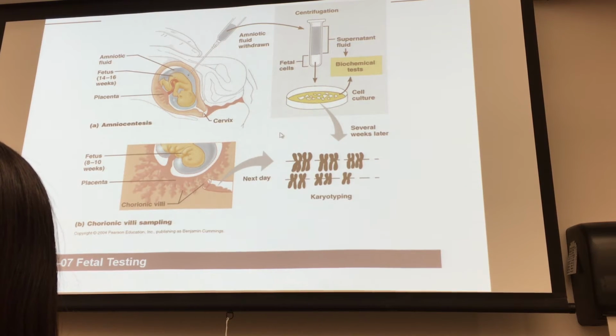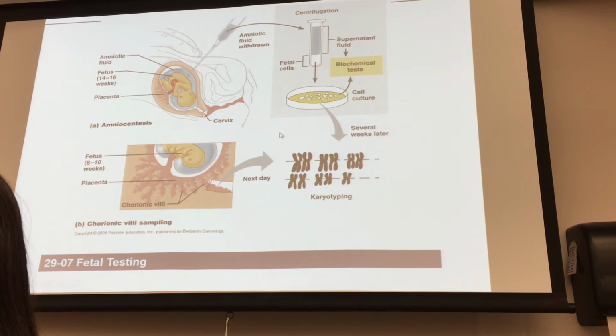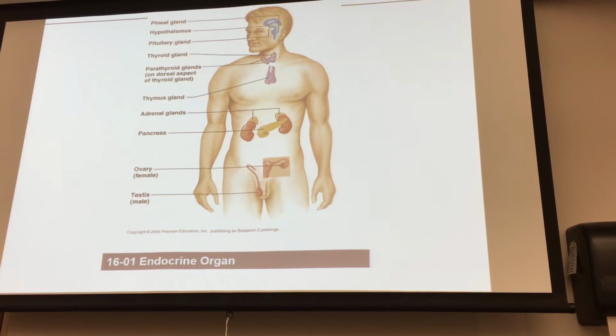2 types of fetal testing, amniocentesis and chorionic villi sampling. Which one can be used earlier in the pregnancy? Chorionic villi sampling. Good.